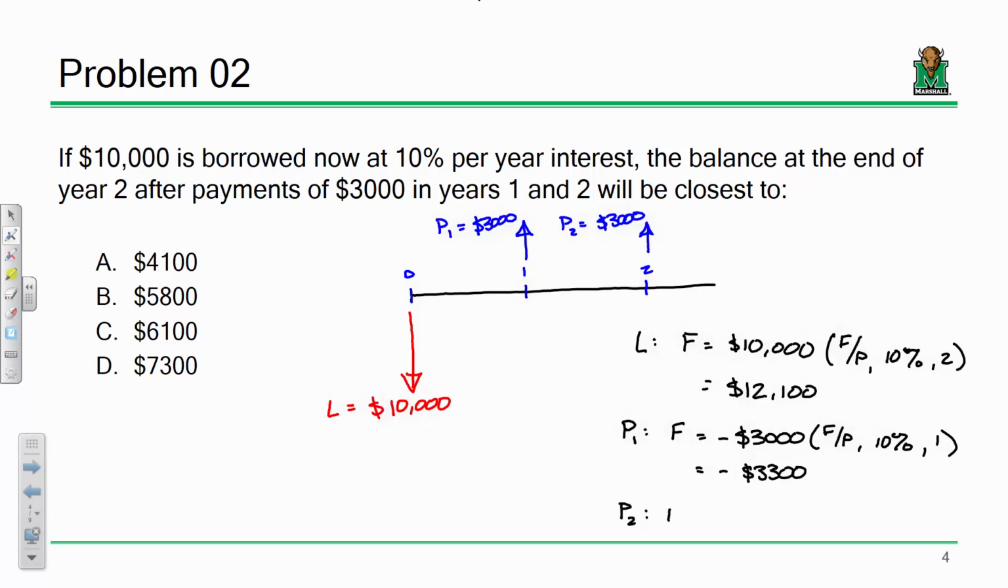What about P2? What's that future value? It's 3,000, right? Or negative 3,000, because that was in the year. So in year 2, what's the total balance? Just sum all these up, and what do you get? So this is negative 6,300, so what's that minus 6,300?